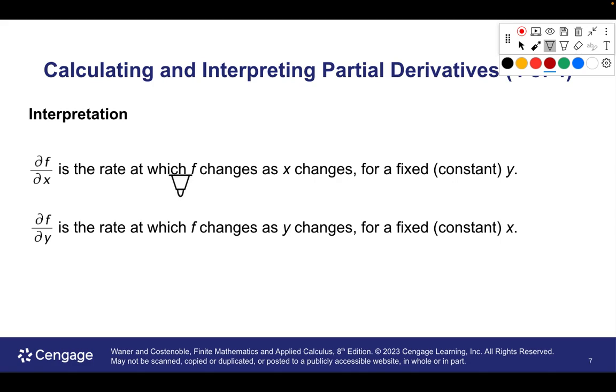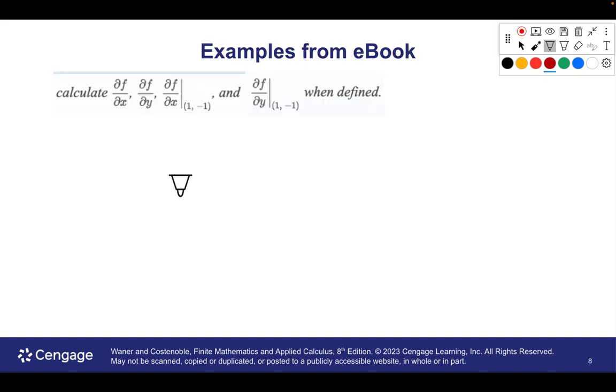Typically, it disappears. When I'm doing y, I make x into a number. It disappears most of the time. Okay, so let's take a look at some. So now we're right into the homework part.